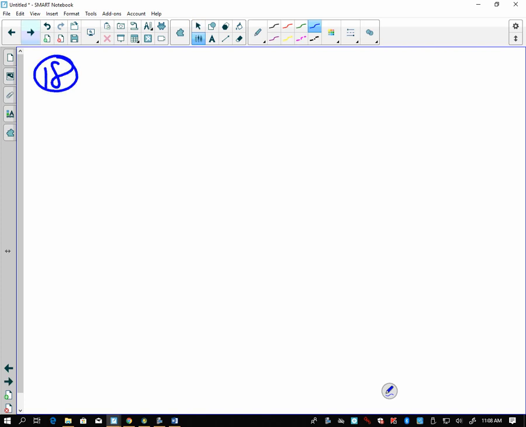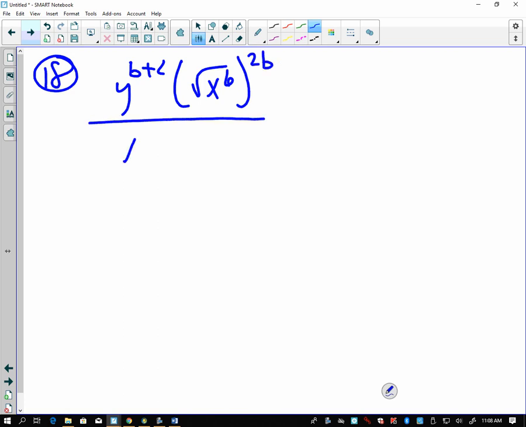Number 18, let's see, simplify. We have y to the b plus 2 times the square root of x to the 6th to the 2b over x to the 3b minus 1. I'm going to make sure I've got that pulled up. We're going to want everything in the numerator position. All right, so let's handle our numerator first.